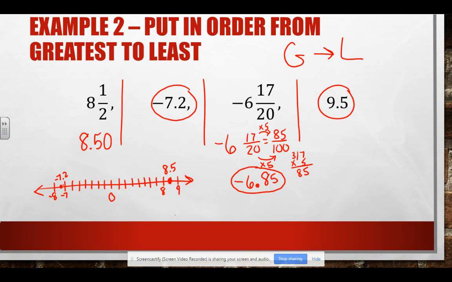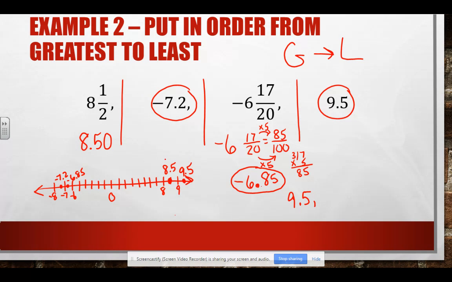Then I have negative 6 and 17/20, which we converted to negative 6 and 85 hundredths. So here was my negative 6. Negative 6 and 85 hundredths is going to be between negative 6 and negative 7, a little bit closer to negative 7. And my last one is 9.5 on the positive side. Now, we are moving from greatest to least on this problem. So if I know that left is less, then I know that the further you are right, the greater you are. So I'm going to start at my 9.5, and 9.5 is how this was originally written.